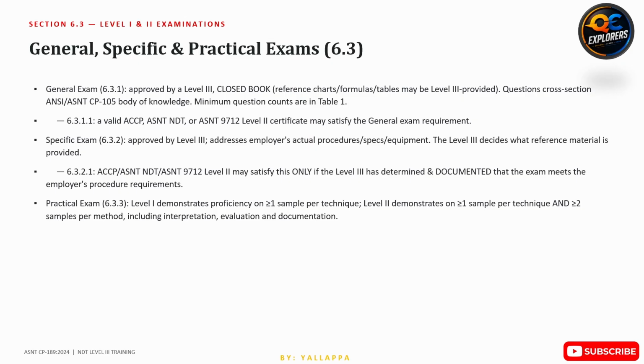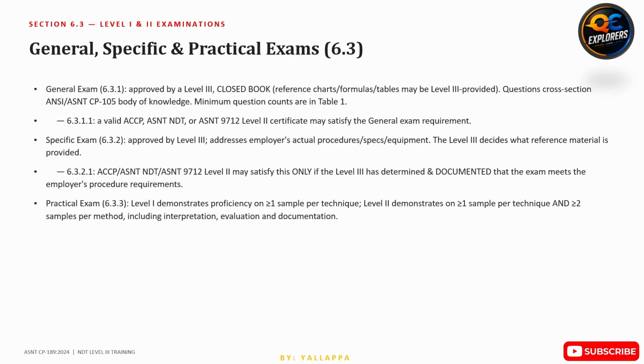CP-189 now recognizes that a valid ACCP, ASNT NDT, or ASNT 9712 Level II certificate may satisfy the general examination requirement, provided the employer accepts it under the conditions specified by the standard. This reduces unnecessary duplication of examinations while maintaining technical integrity. Next, let's discuss the specific examination.